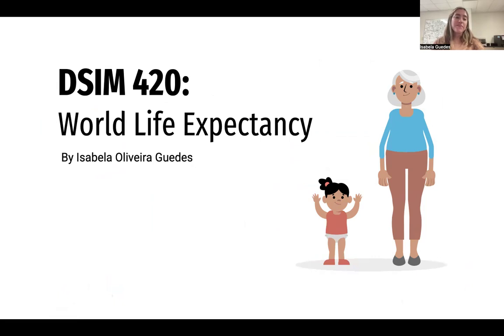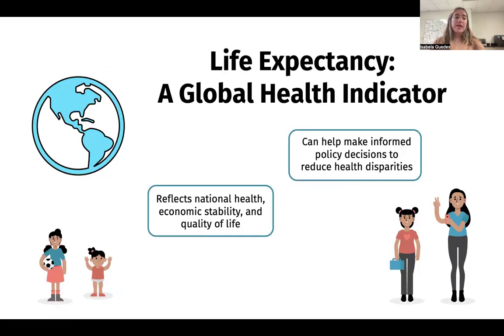Life expectancy is a crucial global health indicator, and it reflects a country's national health, economic stability, and overall quality of life. Understanding it can help policymakers make informed decisions about how to reduce health disparity across different regions. That's one of the many reasons that I chose these data sets.